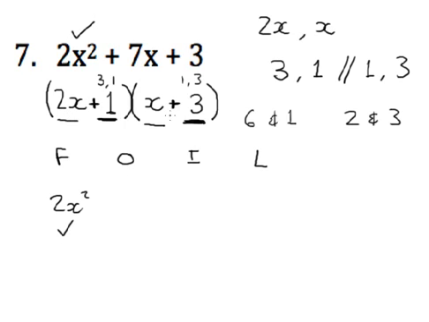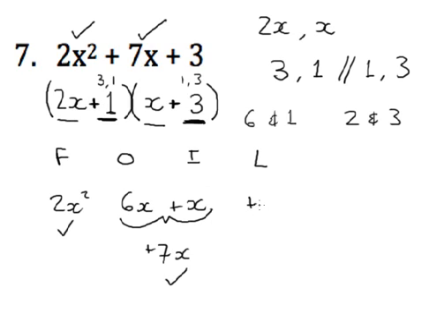The outer is 2x times 3. That gives us 6x. The inner is 1 times x, which is plus x. This combines here to give plus 7x. That checks out. That's great. The last term is 1 times 3, which is plus 3, which again checks out. So it looks like this is a good answer.